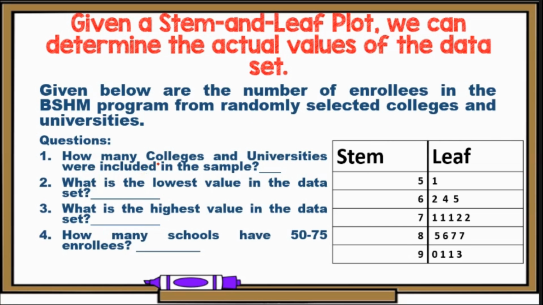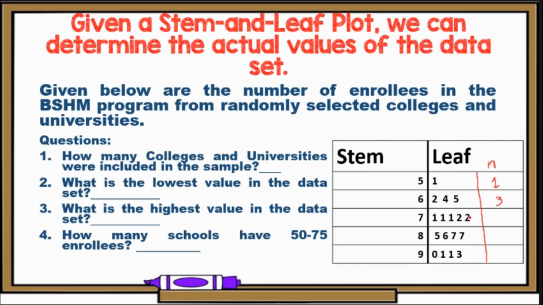Our questions are, how many colleges and universities were included in the sample? So, dito, ilan daw yung mga colleges and universities na kasali sa sample natin? Maglagay tayo dito ng number of samples. So, ilan yung sample on this row? We have only one. Si 51 lang yon. Next dito, we have 62, 64, and 65. So, tatlo sila. For here, we have 71, 71, 71, tatlong beses lumabas, and then 72, 72, dalawang beses lumabas.